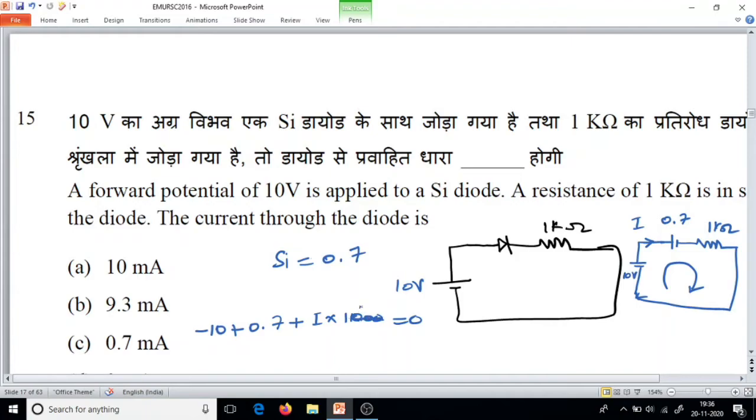1 kilo ohm only we will take, it is better. Whenever you have problems like this, keep always voltage in volts, current in milliamps, resistor in kilo ohms. Then you need not write the units. So if you add, we'll get minus 9.3 plus 1I equal to 0. So what is I? I equal to 9.3 milliamps. So the answer is option B.